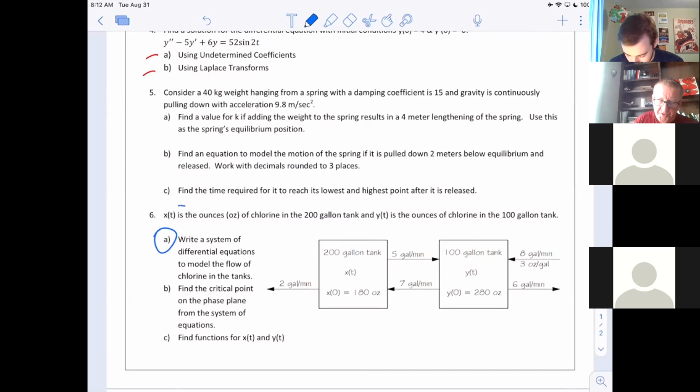And in the writing of your equation, notice the unit for X of T. X of T is ounces of chlorine. It's not a speed. It's not liquid. It's a weight of chlorine. Y of T is ounces of chlorine.